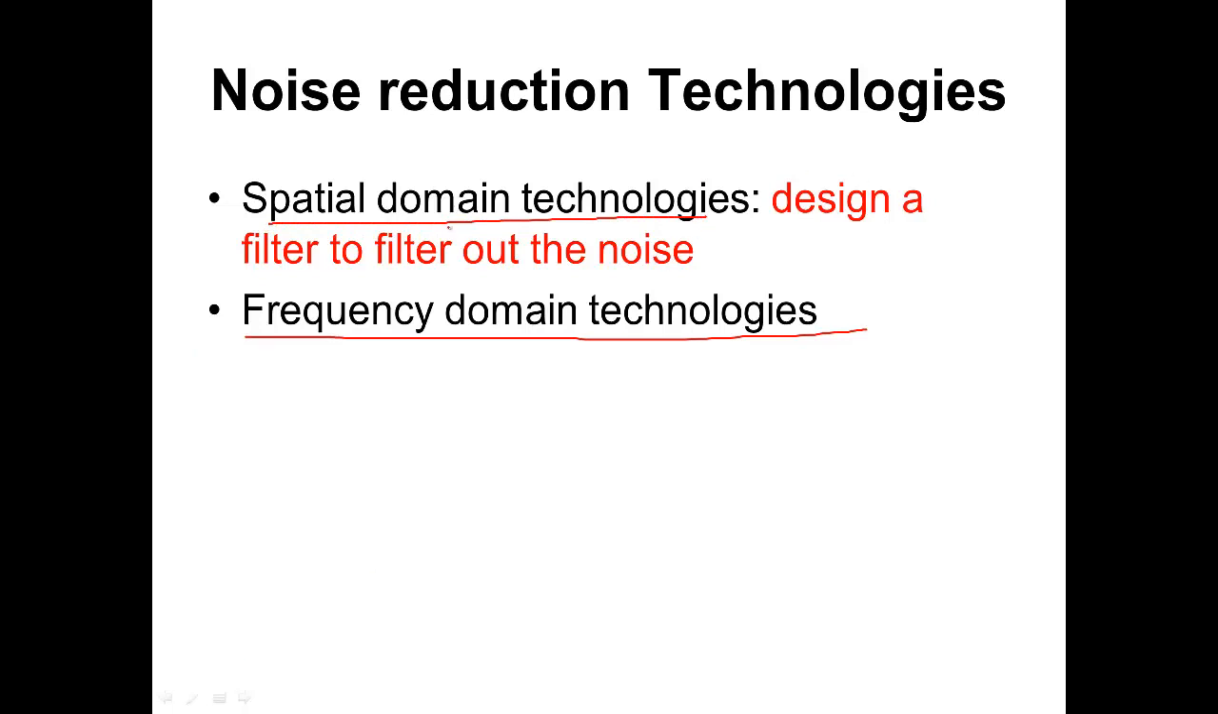The basic idea of spatial domain technologies is to design a filter to filter out the noise. So how to design a filter and how to use the filter is what we need to do. Designing the filter is also beyond the course. We will focus on how to use filters designed by other people to do noise reduction.